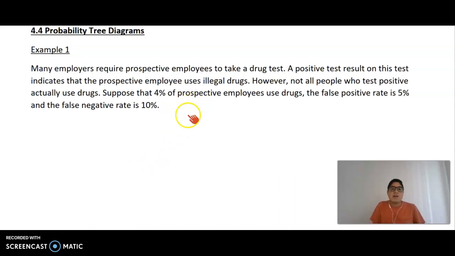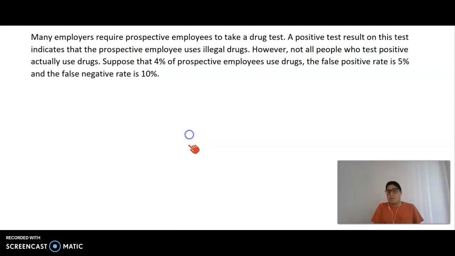Many employers require prospective employees to take a drug test. A positive test result on this test indicates that the prospective employee uses illegal drugs. However, not all people who test positive actually use drugs. Suppose that 4% of prospective employees use drugs, and the false positive rate is 5%, and the false negative rate is 10%. So we're going to start off by making our two decisions here.